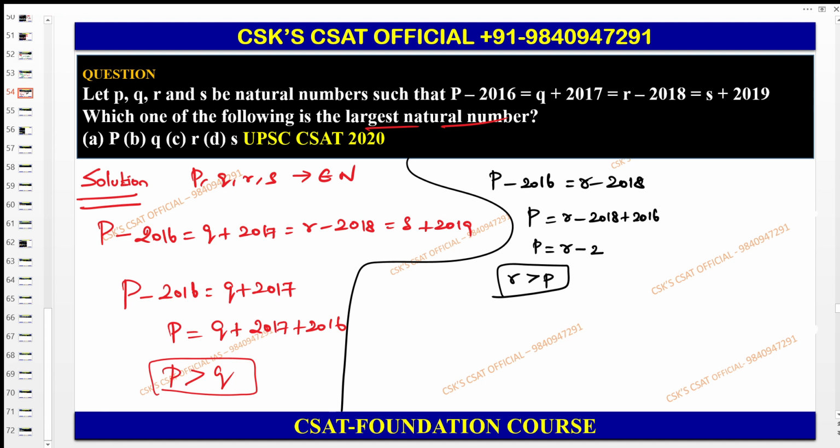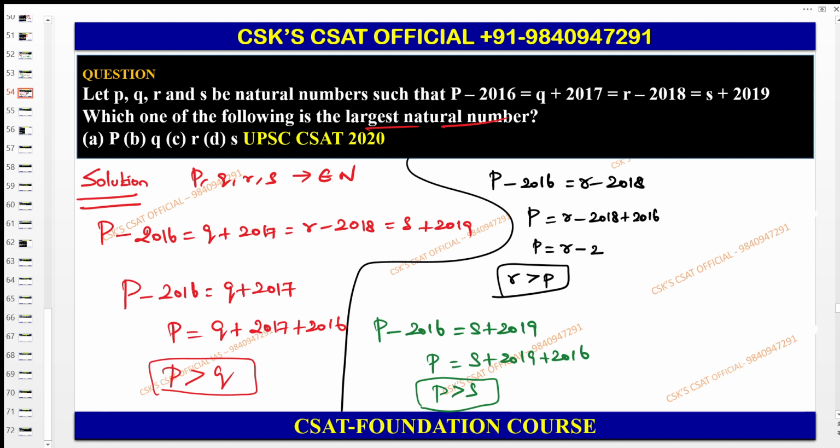Now I am going with the next one. I am equating with S. P minus 2016 is equal to S plus 2019, so P is equal to S plus 2019 plus 2016. Check with the minimum natural number for S. If you take S as 1, then P is greater than S, since S being 1 means P becomes 4036. Therefore P is greater here.